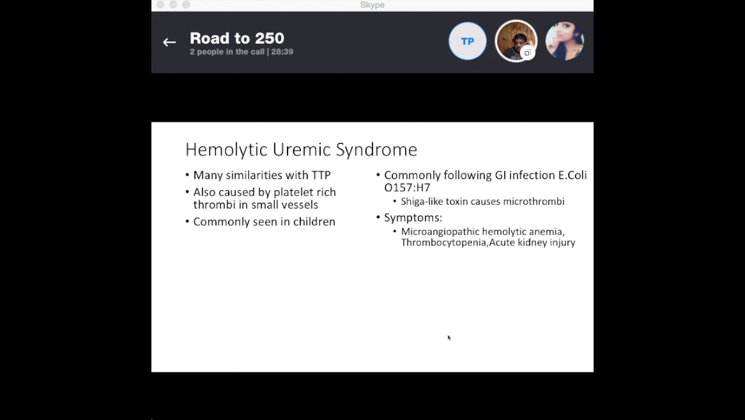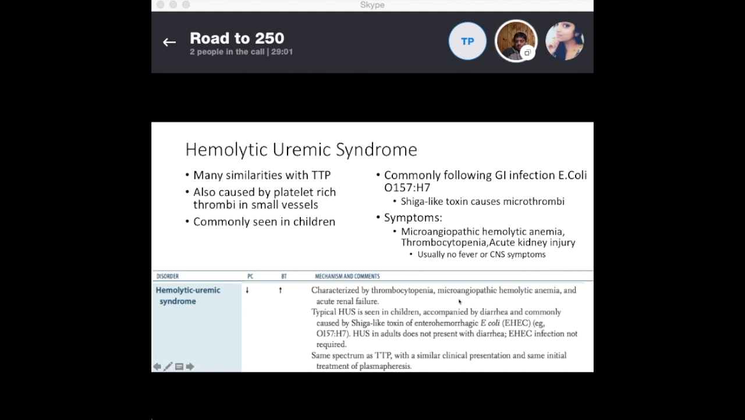And so the symptoms you're going to see are, again, microangiopathic hemolytic anemia, thrombocytopenia, and you can have acute kidney injury. However, you're probably never going to see a fever or CNS symptoms, and this is how you can differentiate it from TTP, because it's so similar, but you're not going to see fever or CNS symptoms.